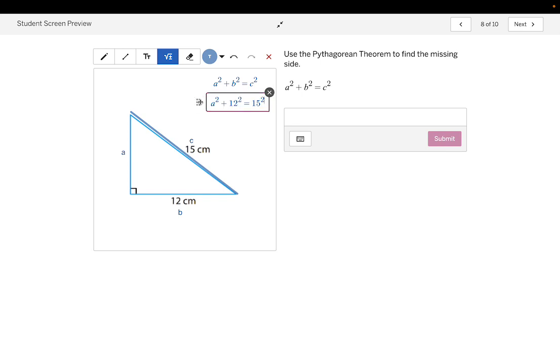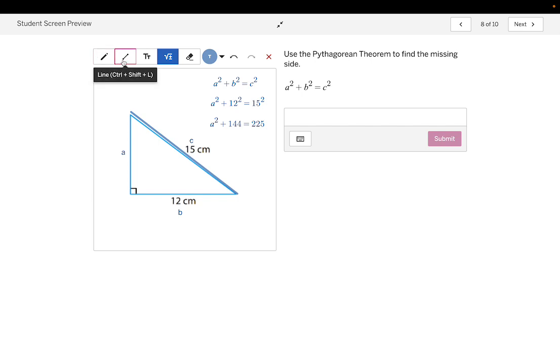But the first step is still the same: square any number that you can. The a squared, I can't square because it's just a variable. I don't know what a is yet. But the 12 squared, I can square that. So 12 squared means two 12s multiplied together, so it's 144, equals, and then 15 squared means 15 times 15, so it's 225.